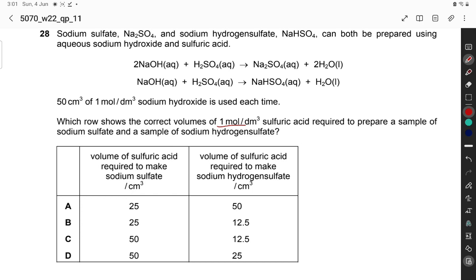So we know that 25 centimeter cube is the volume of sulfuric acid required to make sodium sulfate, and the volume of sulfuric acid required to make sodium hydrogen sulfate.